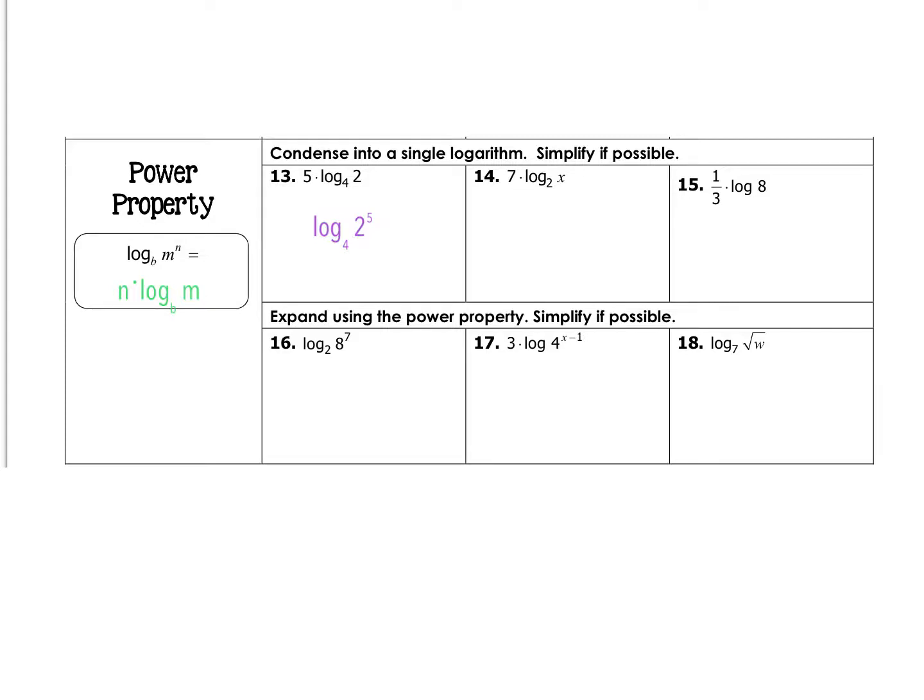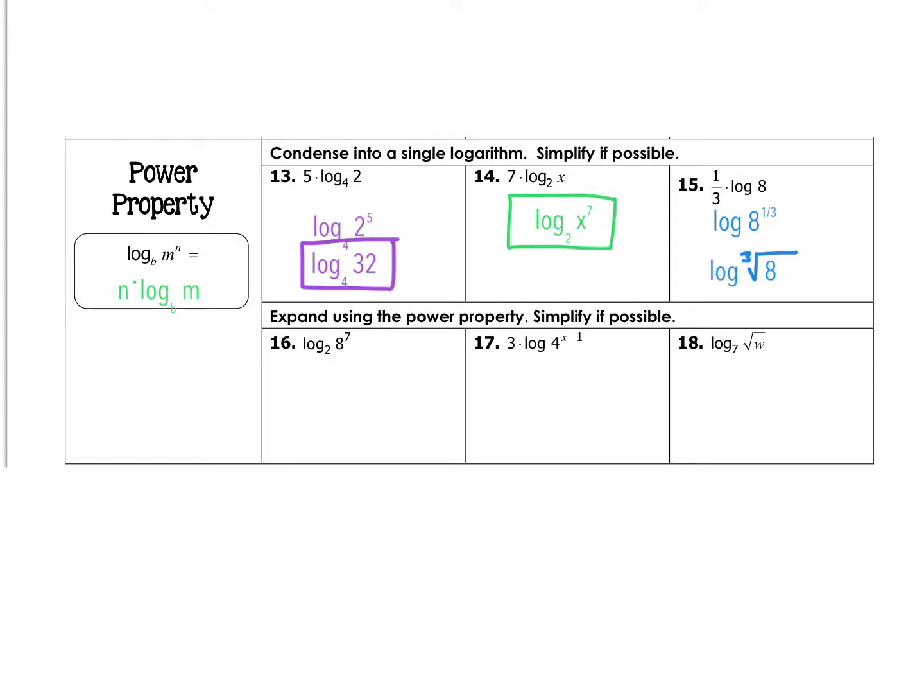And I can simplify 2 to the 5th, so log base 4 of 32, because 2 times 2 times 2 times 2 times 2 is 32. All right, so go ahead and pause the video and see if you can write the remaining 2 problems in condensed form using the power property.